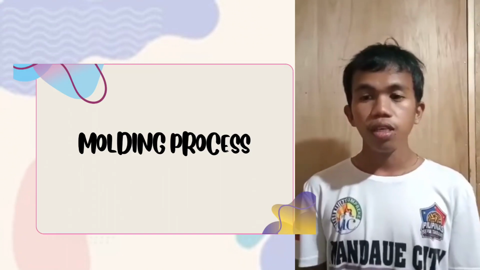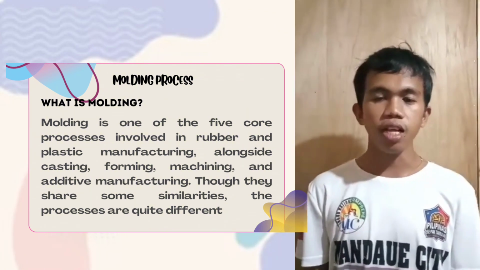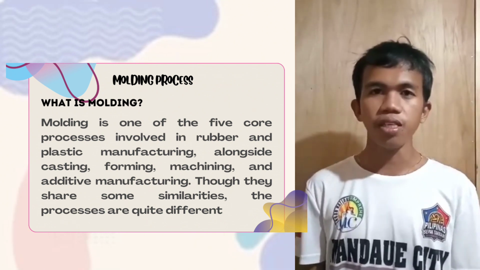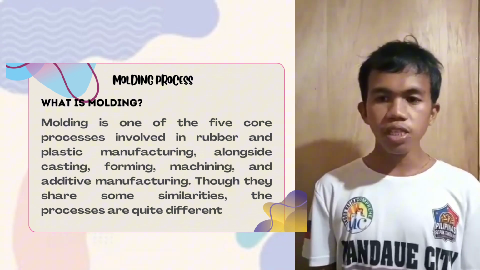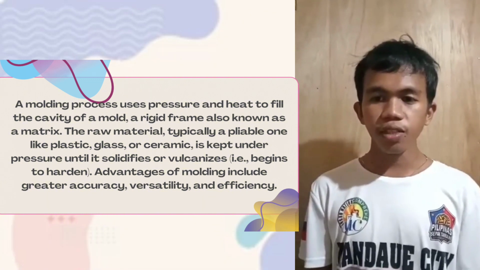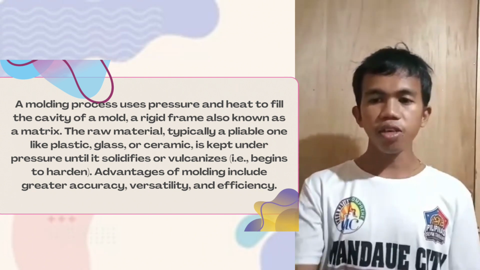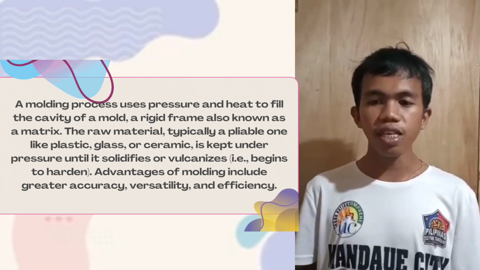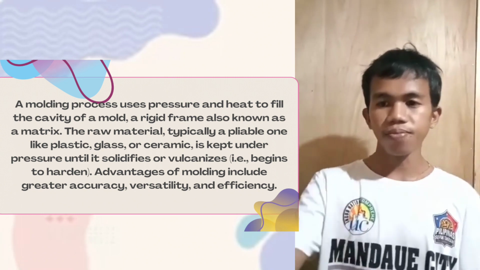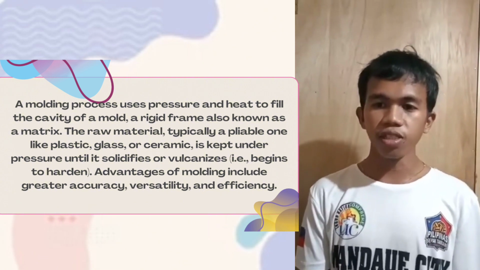What is molding? Molding is one of the 5 processes involved in rubber and plastic manufacturing, alongside casting, forming, machining, and additive manufacturing. Though they share some similarities, the processes are quite different. A molding process uses pressure and heat to fill the cavity of a mold, a rigid frame also known as a matrix. The raw material, typically a pliable one like plastic, glass, or ceramic, is kept under pressure until it solidifies or vulcanizes. There are 4 types of molding processes, with applications and advantages.